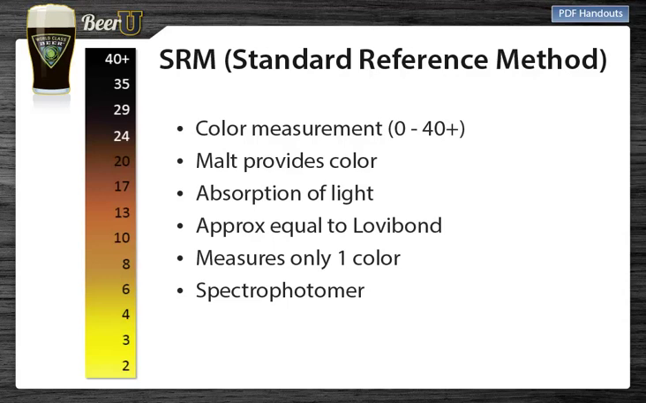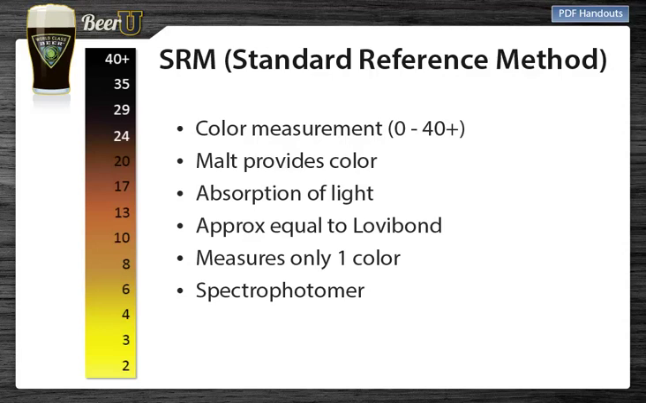Malt provides most of the color in beer, so SRM is really a measurement of malt and is a good indicator of the types of malt used. Specifically, SRM is a measurement of the absorption of light of a beer, which is determined by how much light of a particular wavelength passes through 1 centimeter of the beer. Fortunately, we don't need to be scientists to understand all that. We can just look at the beer and see what color it is, and by comparing the beer to an SRM color chart, we can easily approximate the degrees SRM.